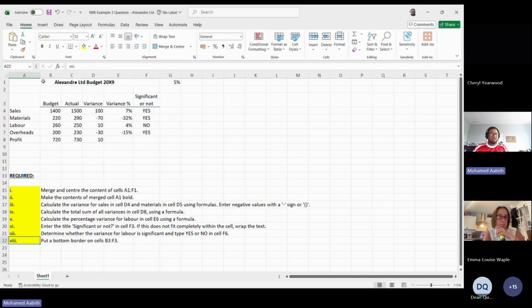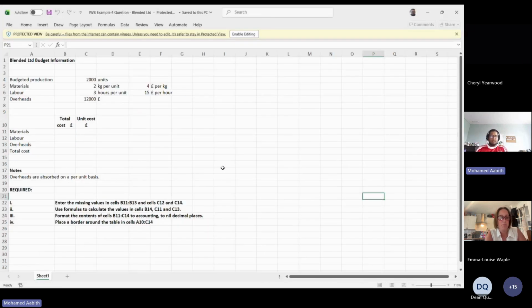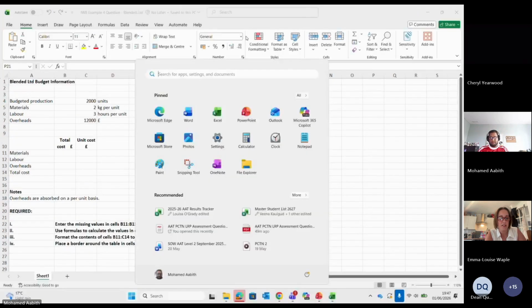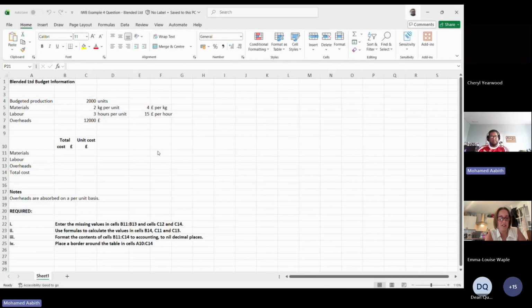So these are the numbers they ask you to do. They don't ask you to do a significant for the profit or not. We're not bothered about it at the moment, but we've only been asked to do whatever the missing boxes, which we have absolutely done now. Now let's look at the next question for the blended limited. This is also, there are some formulas you need to work out. So let's say here, that one.